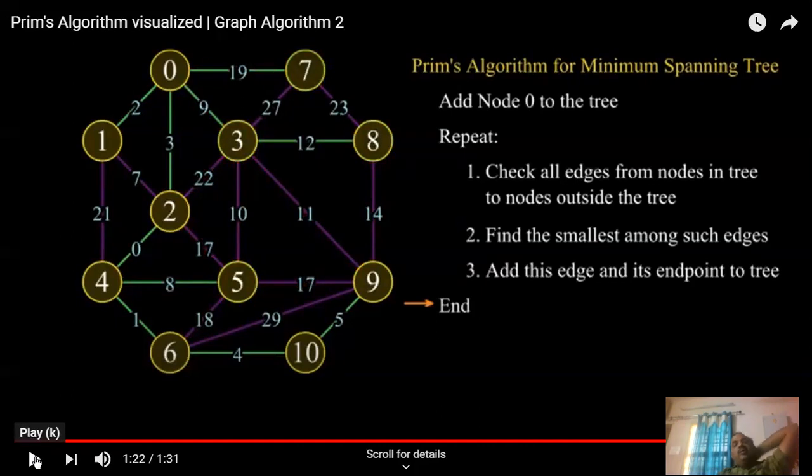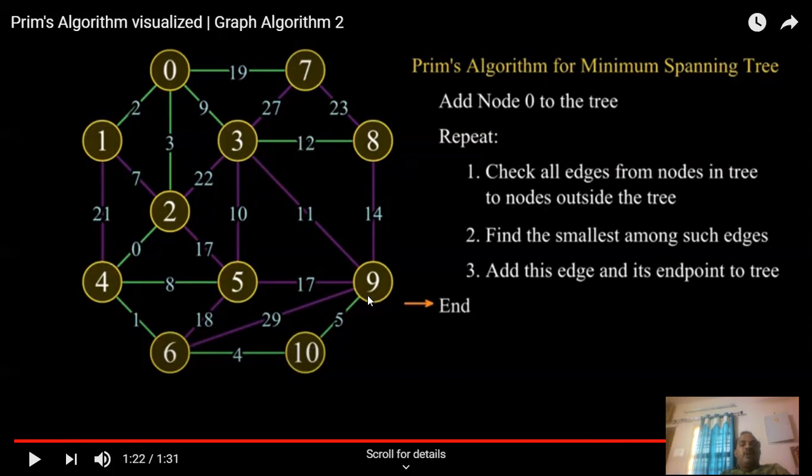So this is the minimum cost spanning tree. So then 0 to 1, 0 to 2, 2 to 4, 4 to 6, 6 to 10, 10 to 9. Okay. The next ones: 0 to 3, 0 to 7, 3 to 8. So these are all connected components. Am I right or not?